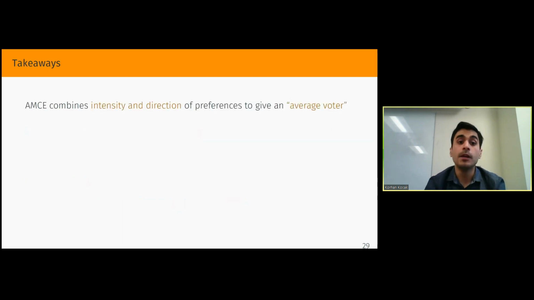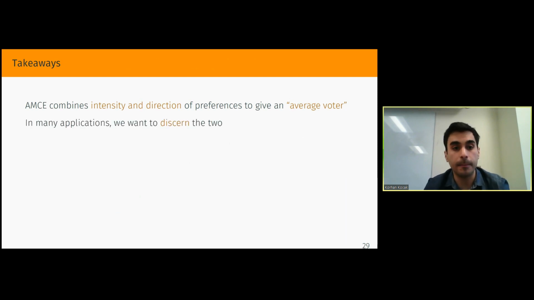Okay, so what are some of the takeaways from today? The AMCE combines intensity and direction of preferences to give us an average voter, a voter with average preferences. But in many real life applications, we want to discern these two things. Say, if we have a positive estimate on racism, we want to know if this is driven by a small number of very racist people or a large number of mildly racist people, because knowing which of those two worlds we live in is going to inform not only future research, but the policy proposals that we want to come up with to respond.